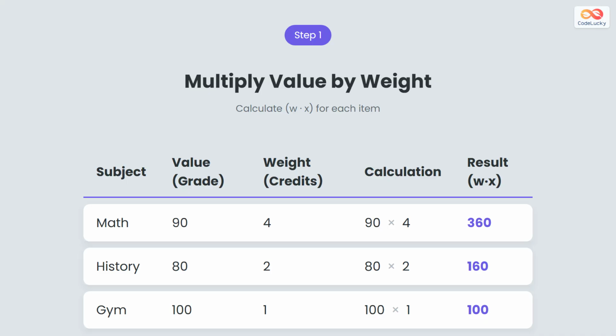To solve this, step 1 is to multiply each grade by its corresponding credit weight. 90 times 4 gives us 360. 80 times 2 is 160, and 100 times 1 is 100. We are essentially calculating the total points earned for each subject based on its importance.